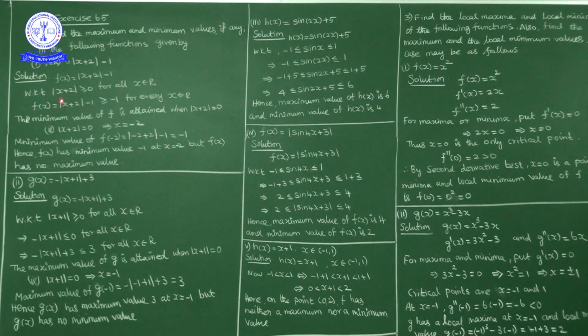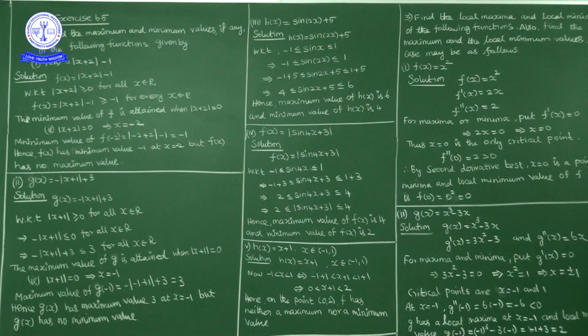So f of x is equal to modulus of x plus 2 minus 1, which is greater than or equal to minus 1 for every real number. The minimum value of f of x is when mod x plus 2 is 0. When this is 0, you get the minimum value minus 1. Suppose this is non-zero, so this is positive, and positive minus 1 is more than minus 1 only. So the minimum value exists when mod x plus 2 is 0, which happens when x plus 2 is 0, that is, x equal to minus 2.